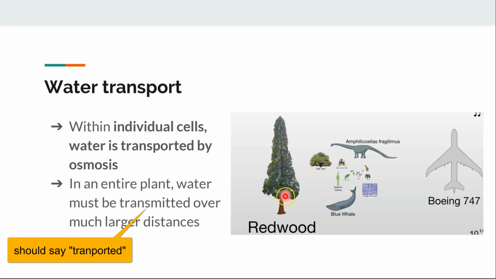A redwood tree can grow to over 100 meters tall, the length of a football field. But these plants have no heart or other device to pump water that high. So let's get into how all this works.